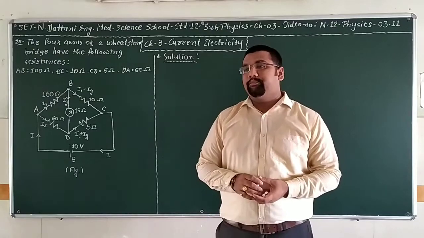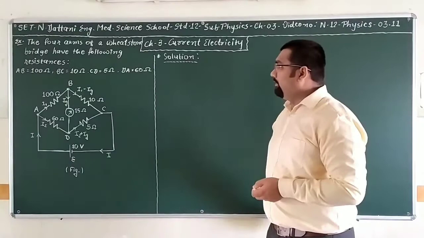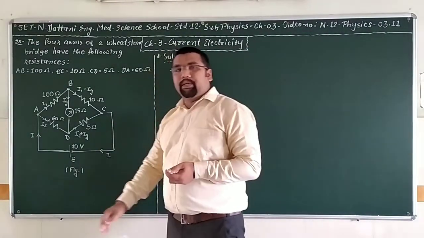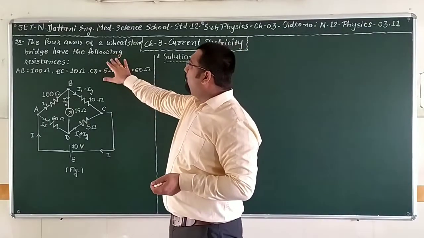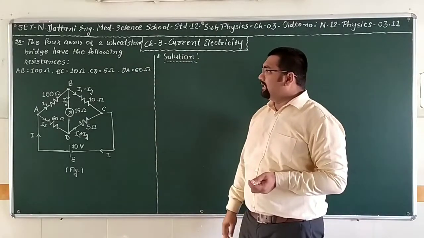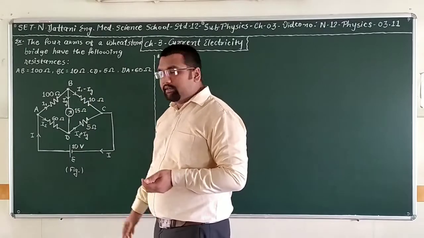Hello students, this is our subject physics and today we will learn the example of our chapter number 3, current electricity. The question is: the four arms of a Wheatstone bridge have the following resistances. The values of resistances are given in the figure.